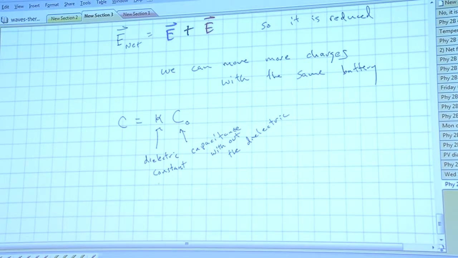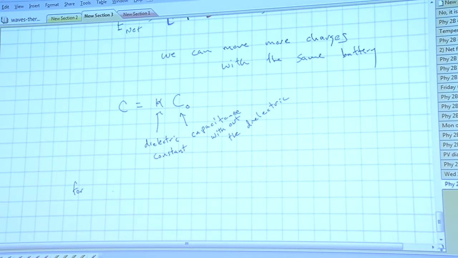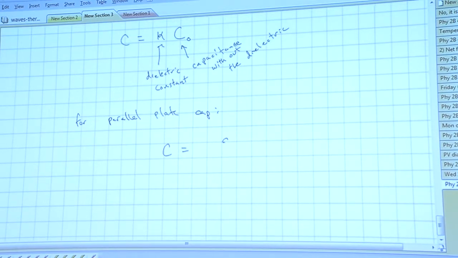Of the material, whatever we're sticking in there. So for a parallel plate capacitor, we already knew what the capacitance was. It was some constant times the area of the plates divided by the distance between them. And now if you put a dielectric material in between those plates, you have to add this dielectric constant.